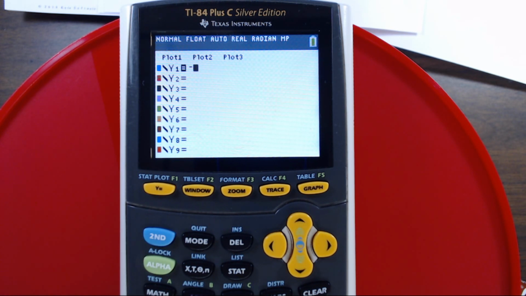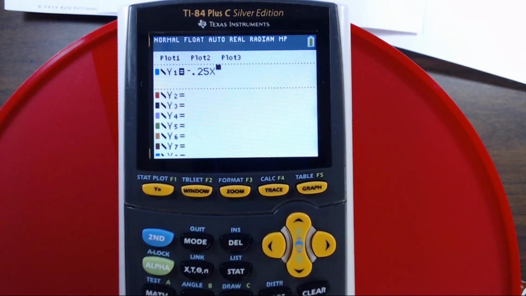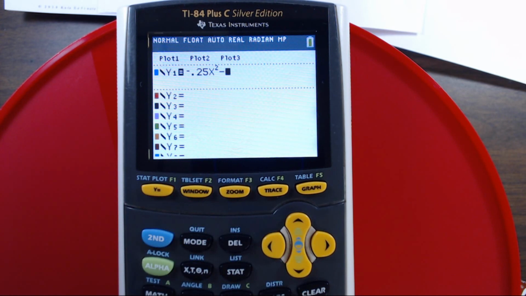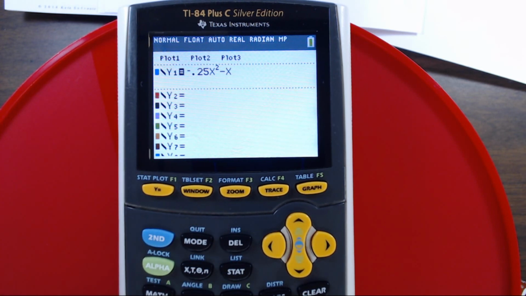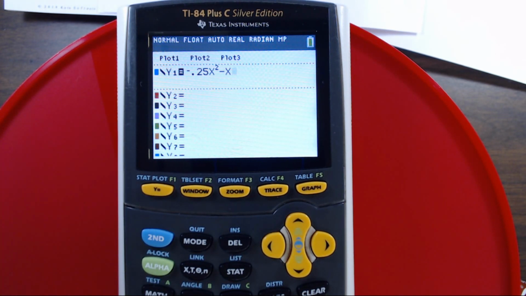Wait, did it say negative 2.5? Or what did it say? Negative 0.25 x squared minus, do I need to write 1x or can I just write x? Can I just write it like that? Isn't the 1 just understood? Now what about that 3 at the end? Is that plus 3 or minus 3?